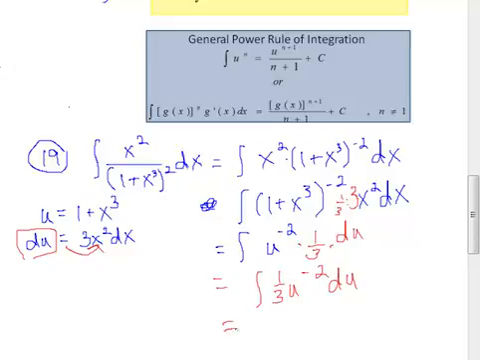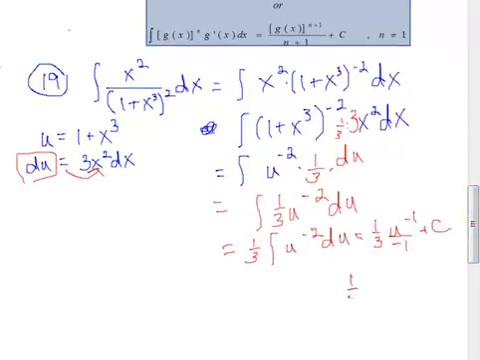We have a scalar, so it's 1/3 u to the negative 2 du. Okay, and then I get to use this general power rule of integration, so it's going to be all equal to 1/3. And then here I'm going to up this by 1, u to the negative 1, divide that by negative 1, that new exponent, and then do a plus c. So all in all, what I get is 1/3, and then here I'm going to sub back in what I know u is equal to, 1 plus x to the third, and then to the negative 1 plus c.